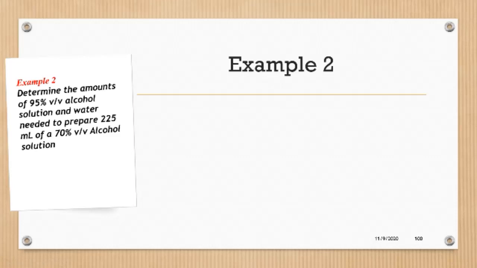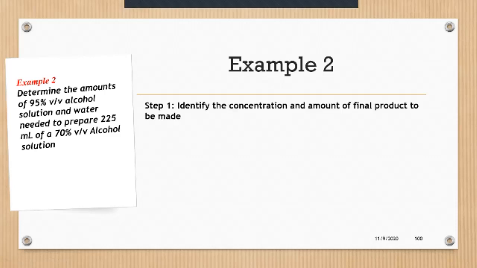It is essentially saying that I need to mix some amount of 95% alcohol and some amount of water together to make 225 ml of a concentration of 70%. So I know I want to make 70%, 225 ml, and I need to make it by mixing 95% alcohol solution with water. First thing, identify the concentration and amount of the final product. We need 225 ml of an alcohol solution that has a concentration of 70%.